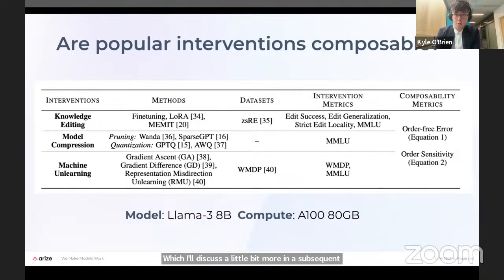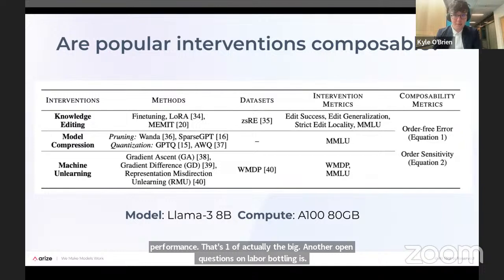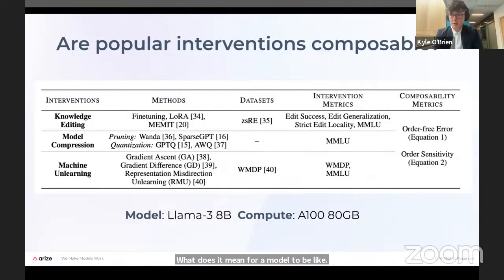But to measure overall performance, as well as these intervention-specific metrics, we largely use MMLU. There's many different ways to measure overall model performance. That's actually another open question in language modeling: what does it mean for a model to be capable? But in our case, we largely focus on MMLU. And all of our interventions are applied to Llama 3 8 billion as our main model choice.